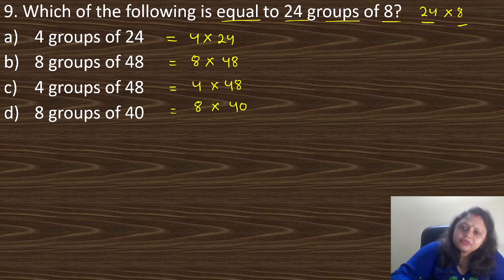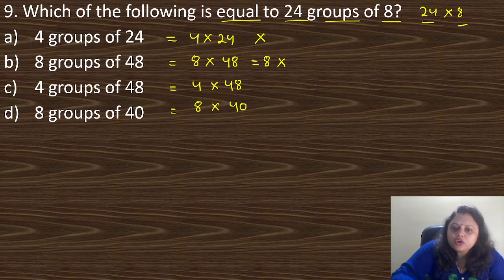How? Let's see. 24 into 4 is given in option A. 24 into 4 is given, but we need 24 into 8, so it is not correct. Next, 8 into 48. Okay, but we need it in terms of 24. How to get it? Let me tell you. 8, as it is, we have to write 8 into 48.